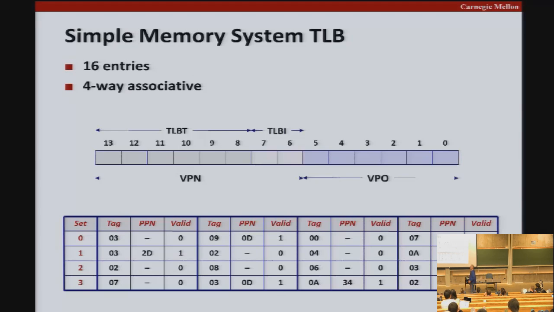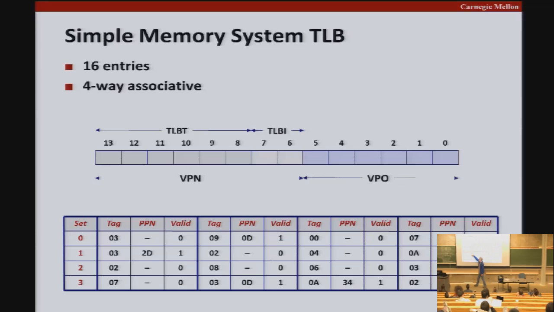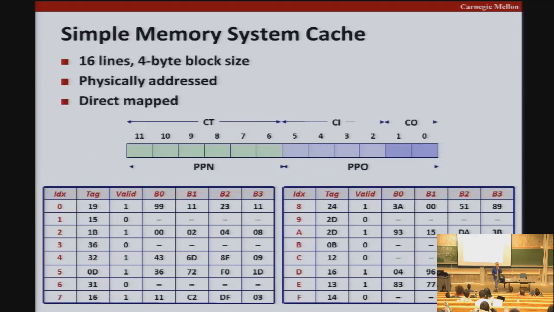So that means that the virtual page number can be broken into 2 pieces. The TLB index, which is 2 bits, will tell me which set I'm going to look at. And since each set has 4 lines, I'm going to compare the tag to the tag in all 4 lines and figure out whether or not I get a hit. And if I do get a hit, I have to check and make sure whether the valid bit is set. Okay? Is everyone with me so far?